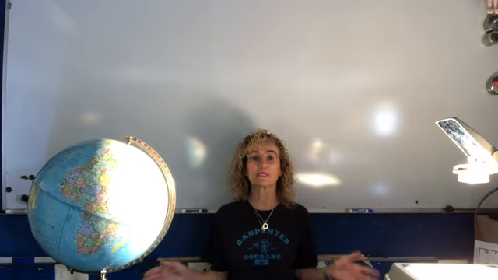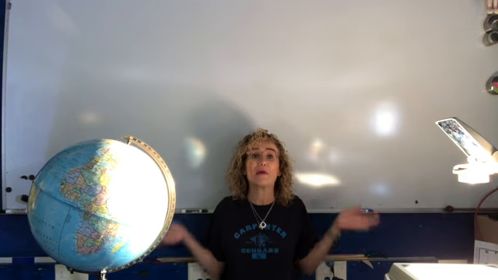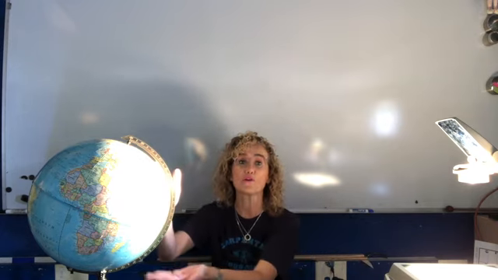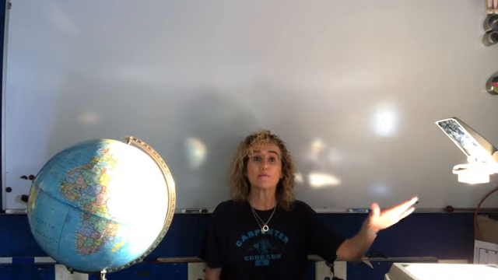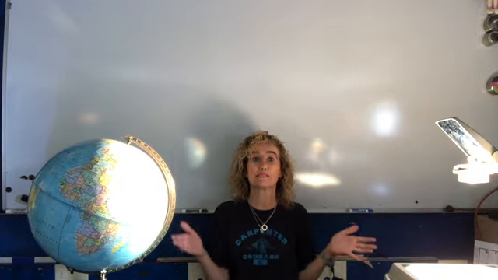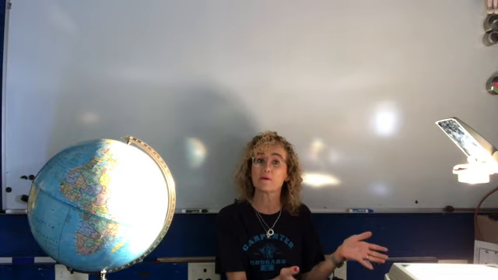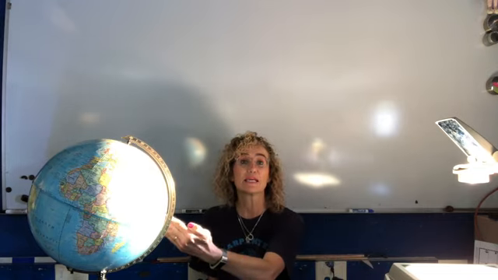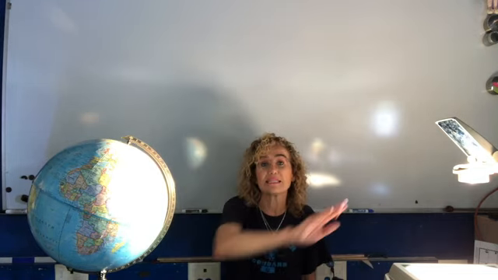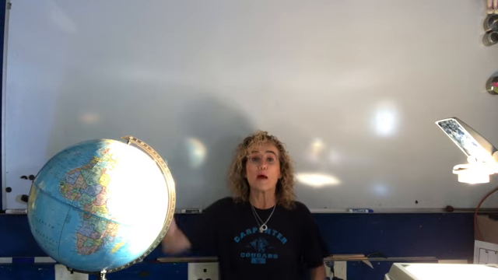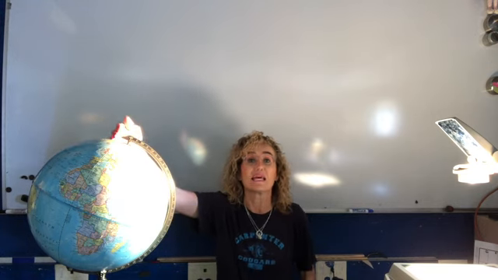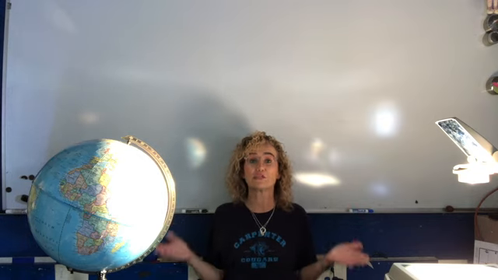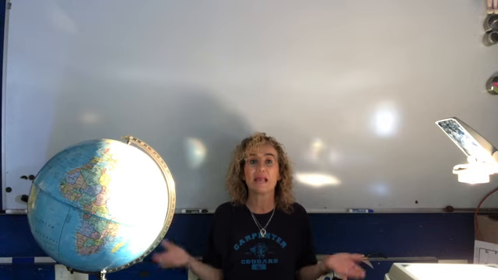The last time we were together in science, we talked about why we have day and night. Day is just when that part of the earth faces the sun. I'm using my overhead projector to represent the sun. It's like a model of the sun. And the light from the sun travels and it hits the earth. So the part that's facing the sun has day. But the part of the earth that is facing away from the sun is in a shadow and it is night.